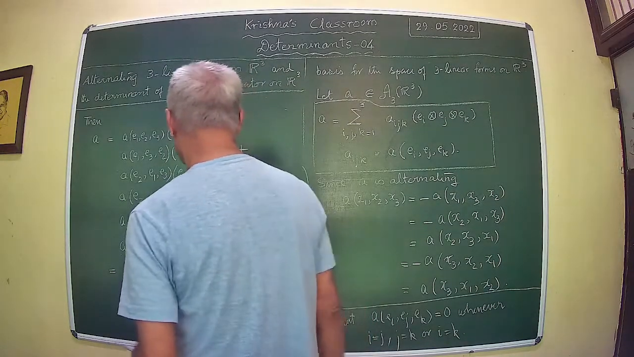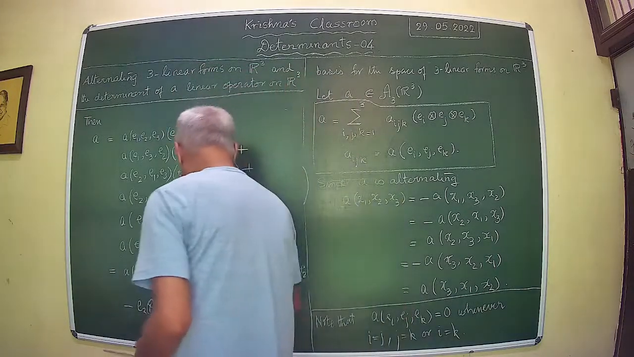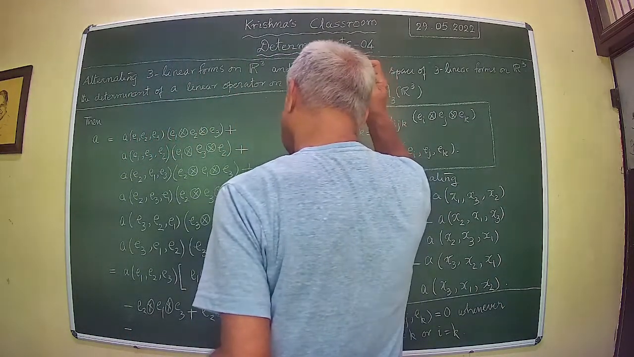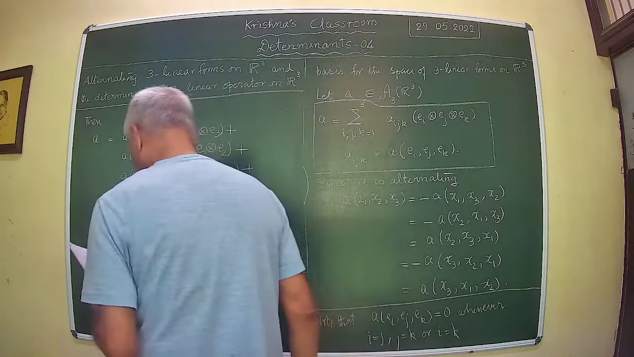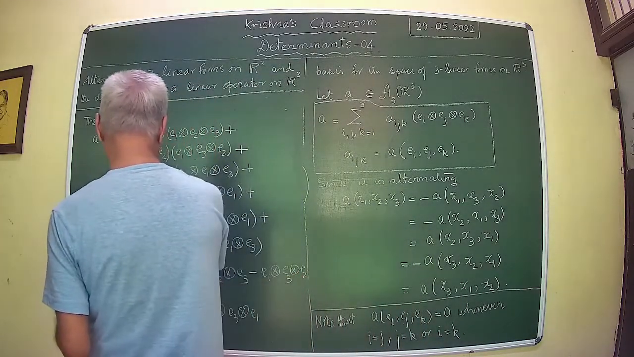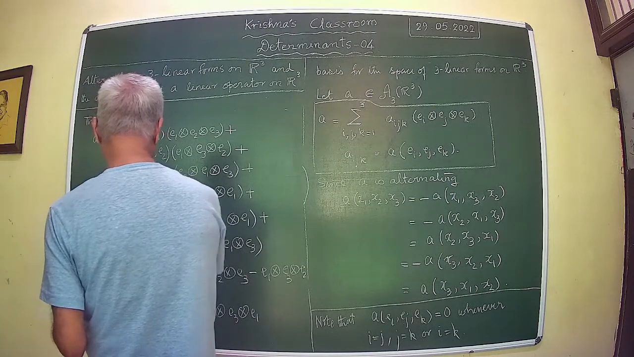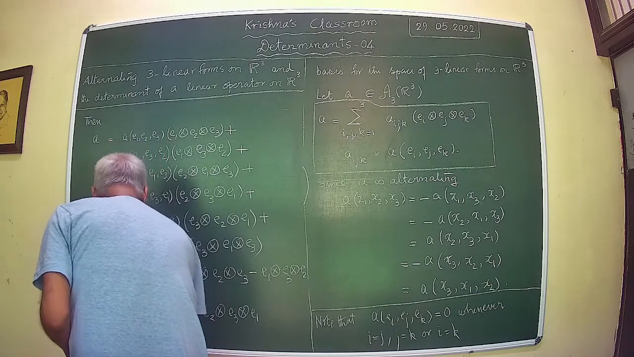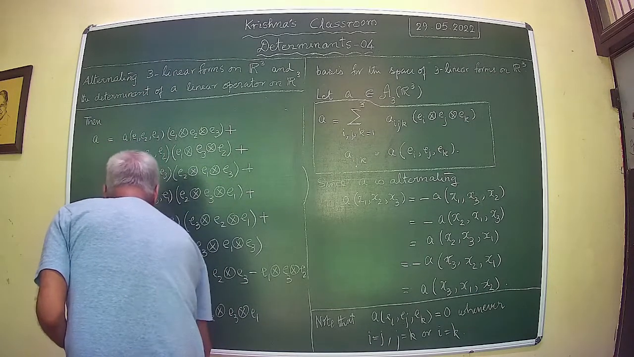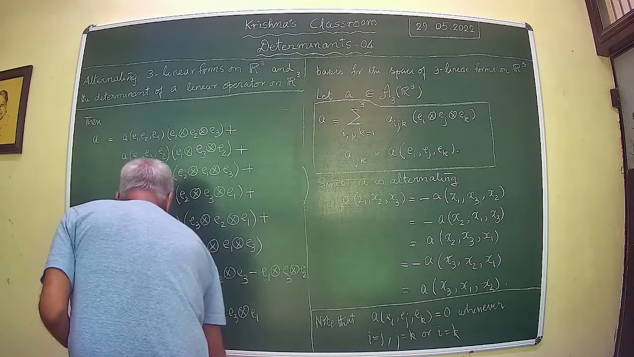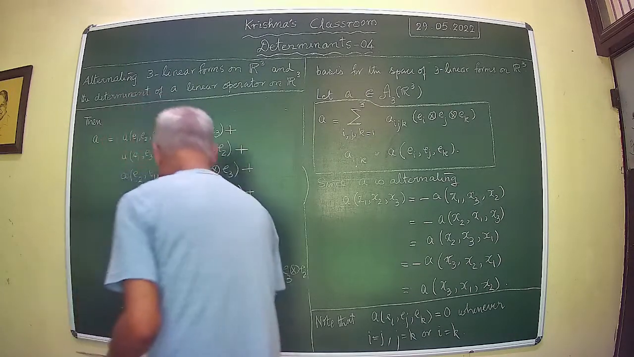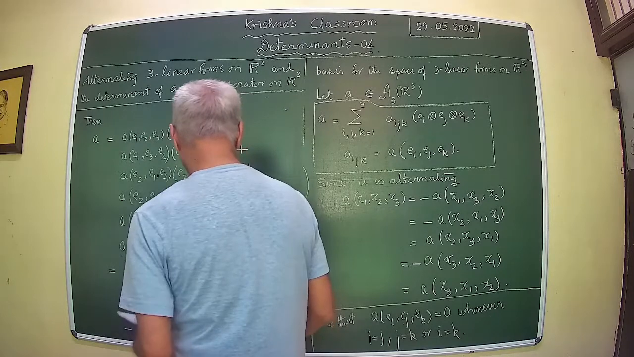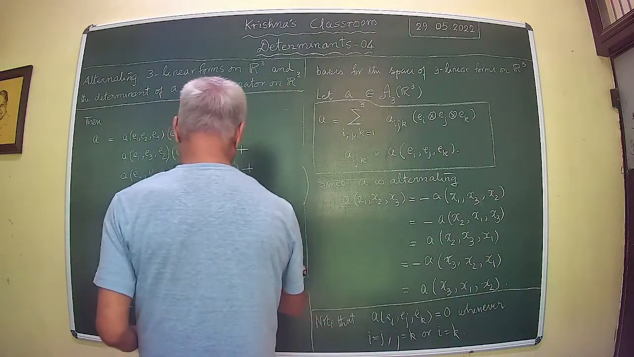E1, then minus, what next? You have E3, E2, E1. So, okay, E3, plus you have E3, E1, E2. So it is 2 here.